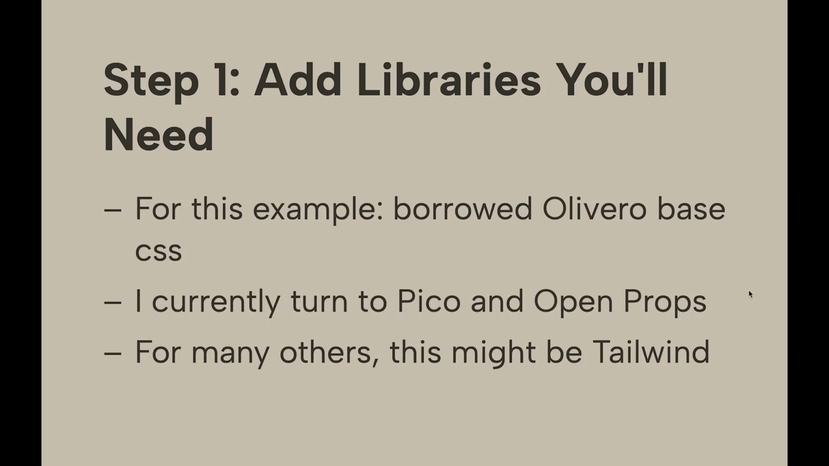I've been using recently a couple small libraries, one called Pico, which is like a minimal CSS framework just for base HTML elements. And then also a library called OpenProps, which is basically just a set of CSS variables that has things like spacing scale and colors, and I find that stuff very useful. For others, this may be including Tailwind, if you're the type of person who enjoys using Tailwind. I'll leave my personal opinions about Tailwind for another discussion later.